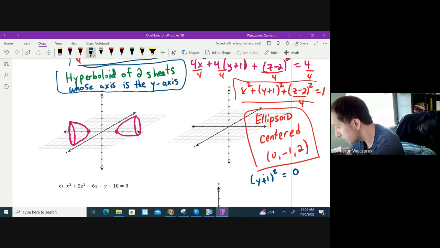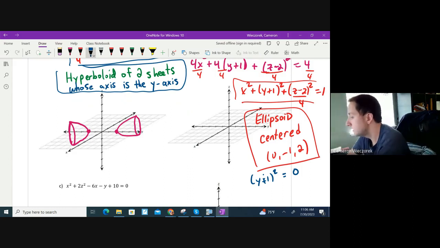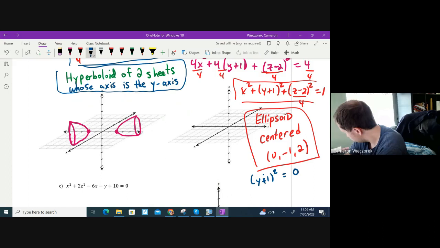Because we're going to end up with a 1 on the left-hand side and a 1 on the right-hand side, so those are going to cancel out. Okay, so I'm going to have an intercept at -1. So at (0, -1, 0) there's going to be one part of my ellipsoid.